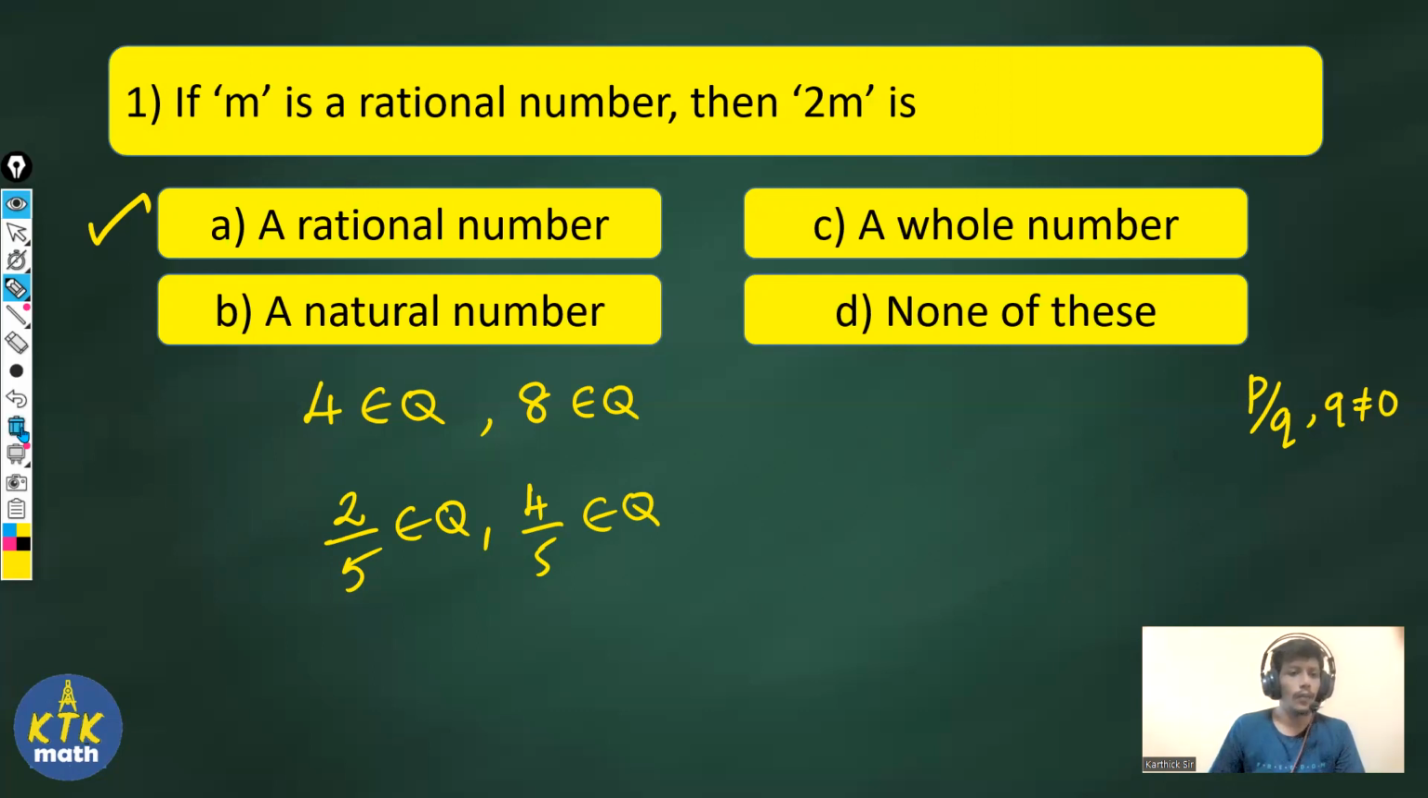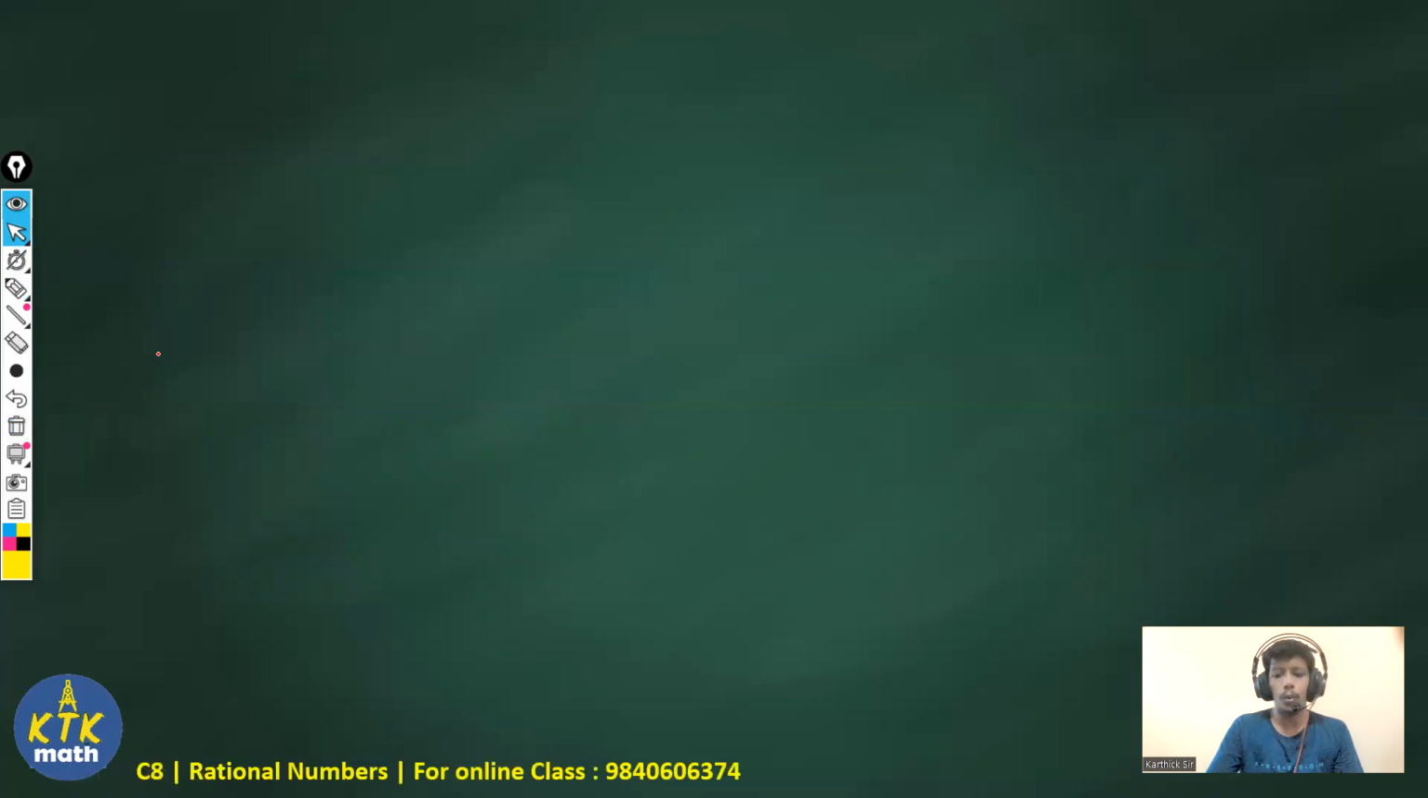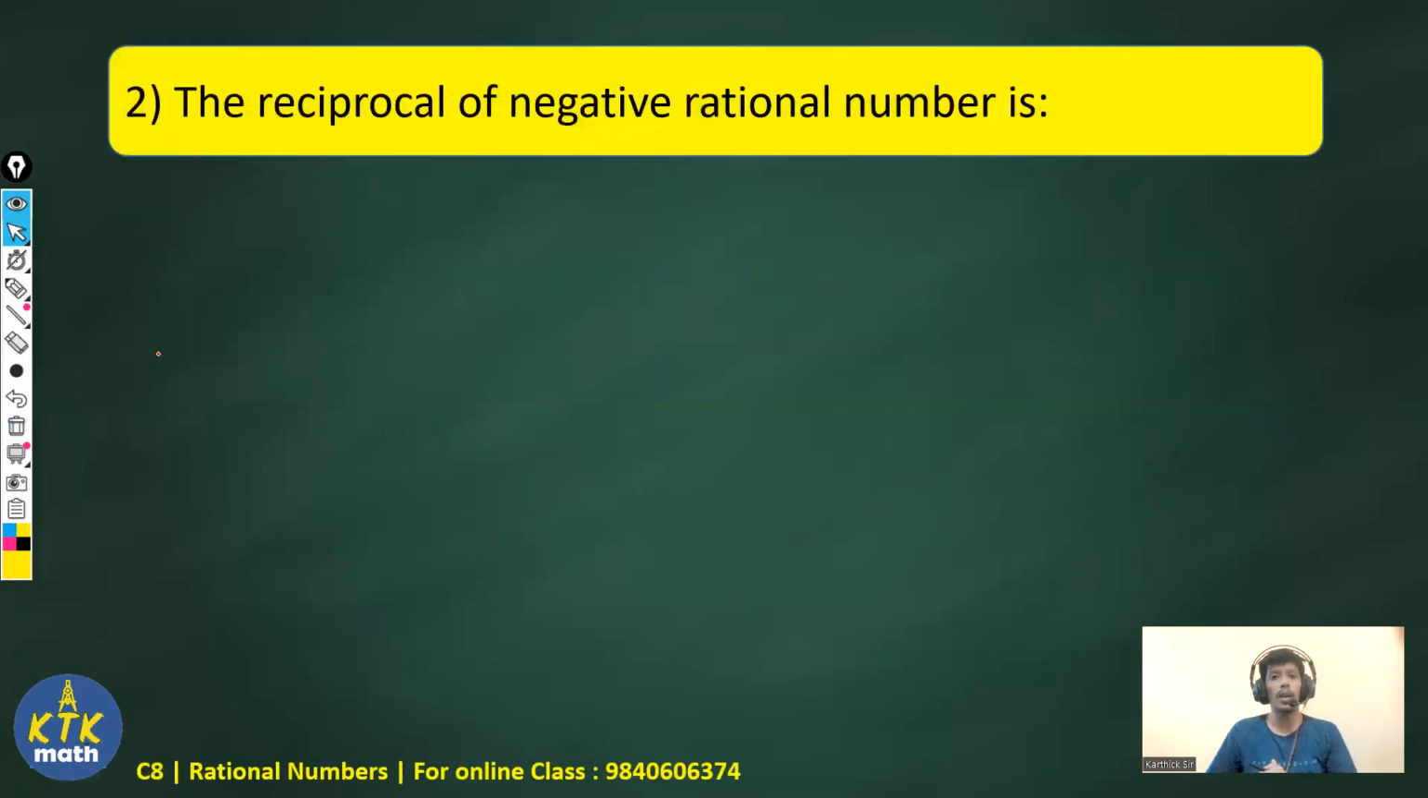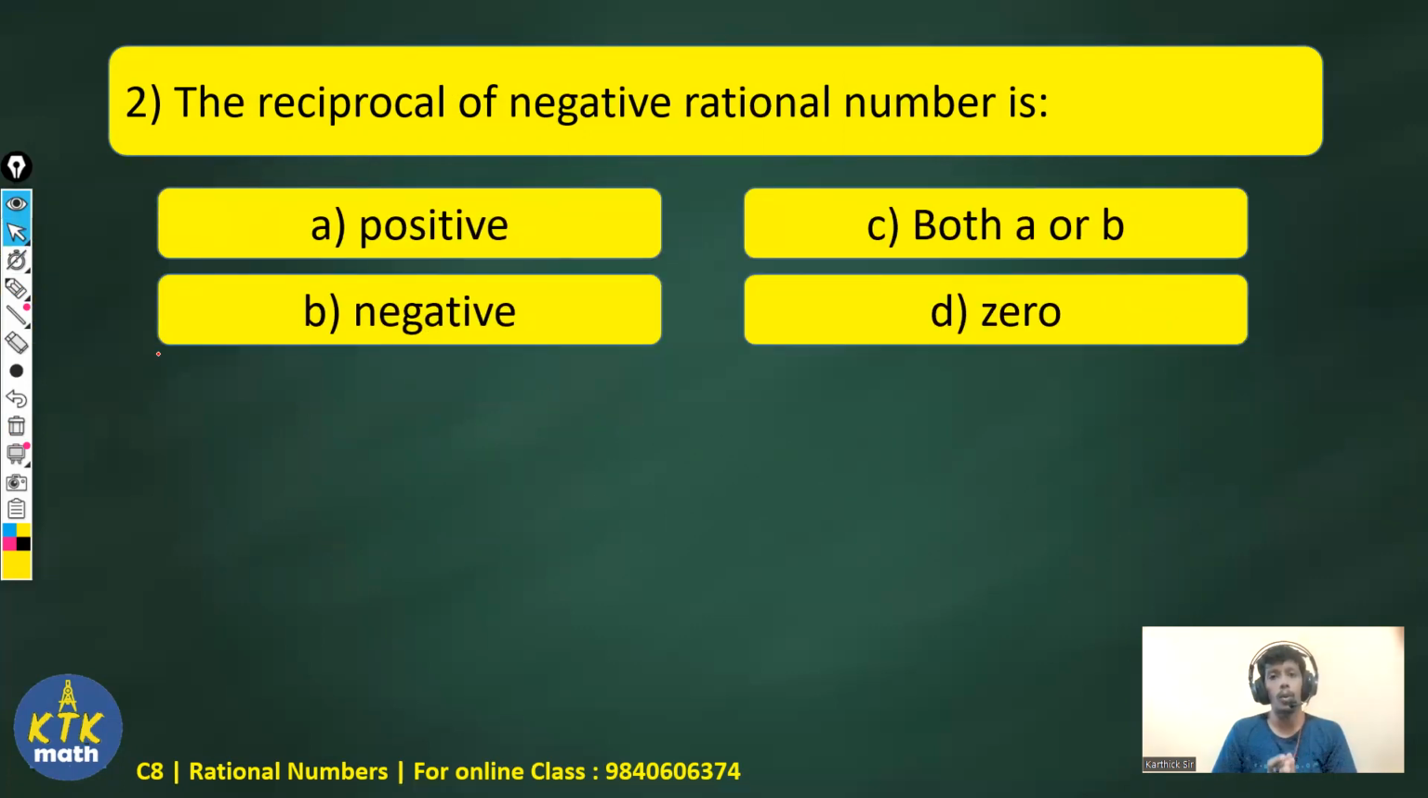Now here we go with the next question. Question number 2: the reciprocal of a negative rational number. I hope you have knowledge about reciprocals. Reciprocal means whenever we multiply a number with its reciprocal, we get 1 as the answer. In other words, for a number or a fraction, you just rotate it upside down. In simple words, if you are writing 2 over 3, the reciprocal of 2 over 3 is 3 over 2, 3 by 2.